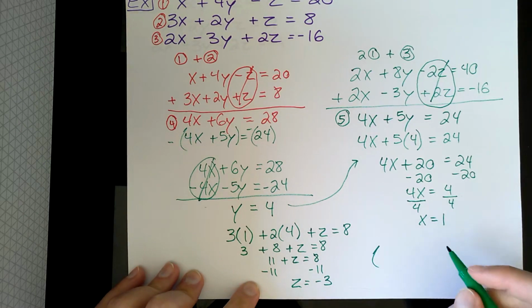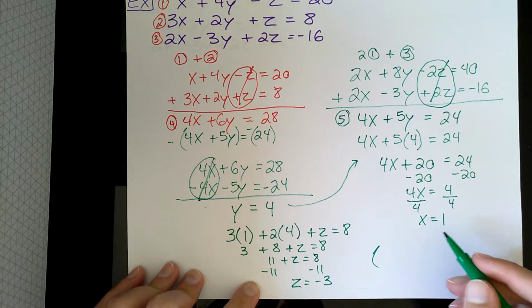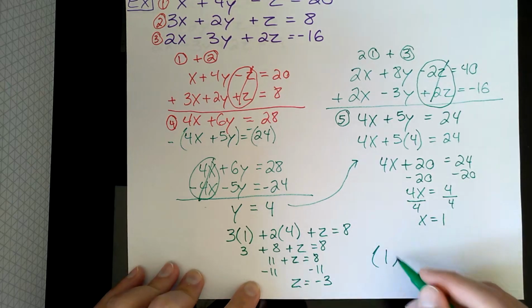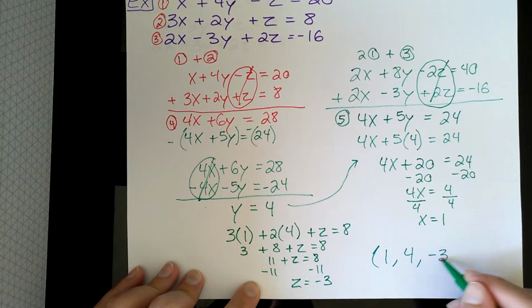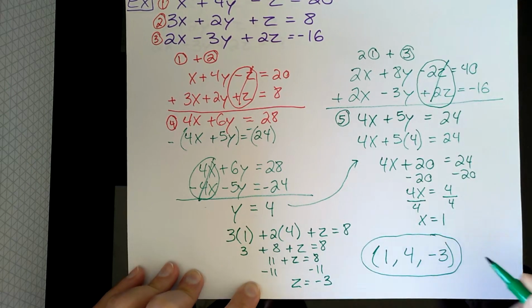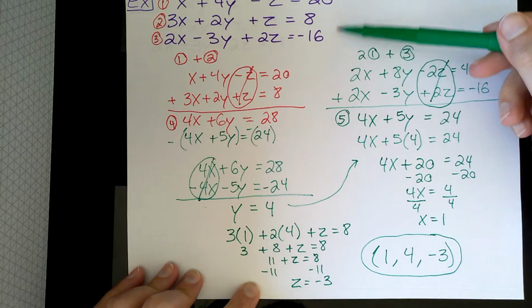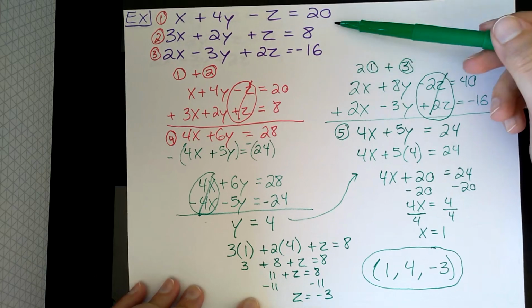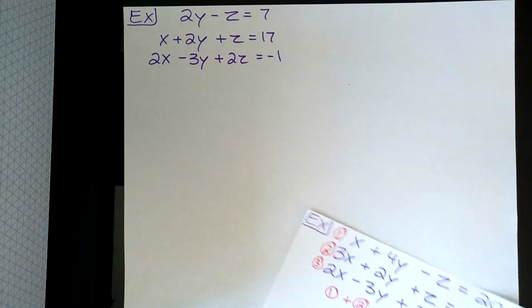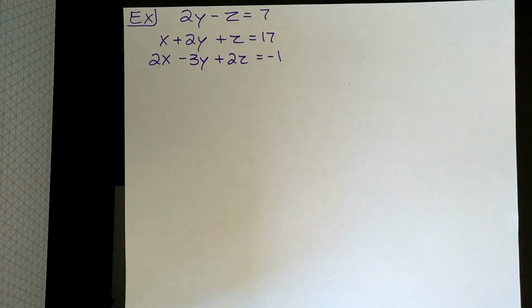So our solution is x comma y comma z in parentheses. So we have 1 comma 4 comma -3. That is the solution to this system of equations. All right, so we just have one more of these to go through. Go ahead and take a moment, pause the video, see if you can solve 2y minus z equals 7, x plus 2y plus z equals 17, and 2x minus 3y plus 2z equals -1.